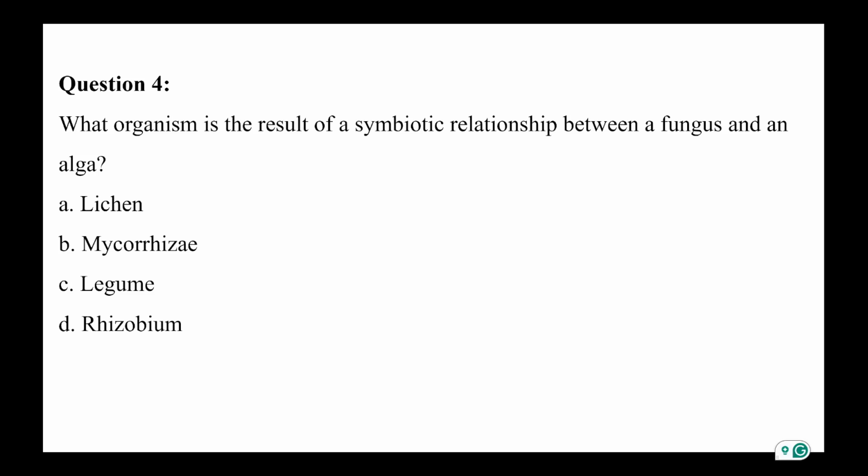Question number 4. If anyone still has any doubt, please write it in the chat box. Okay. Question number 4. What organism is the result of a symbiotic relationship between a fungus and an alga? So now we have seen fungus and plant, bacteria and plant. Now this is about fungus and an alga or algae. Option A, lichen. Option B, mycorrhiza. Option C, legume. And option D, rhizobium. Now this should be answered by everybody, because we have already discussed what mycorrhiza is, what rhizobium is.